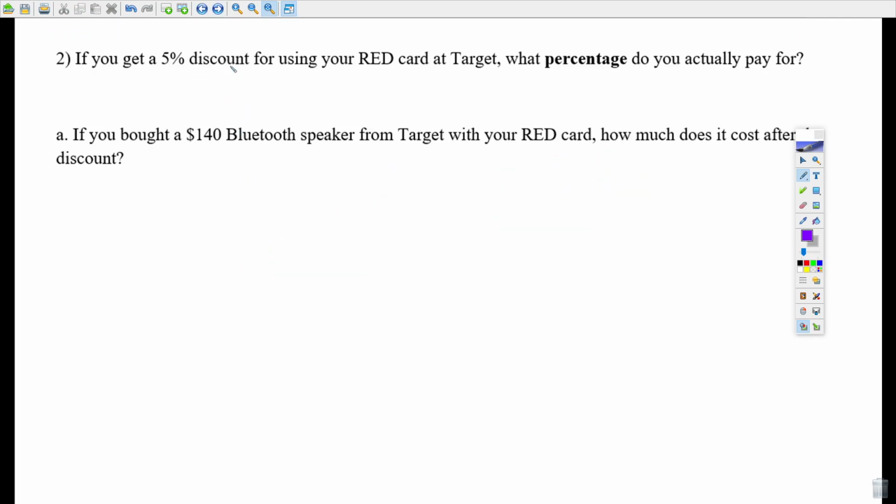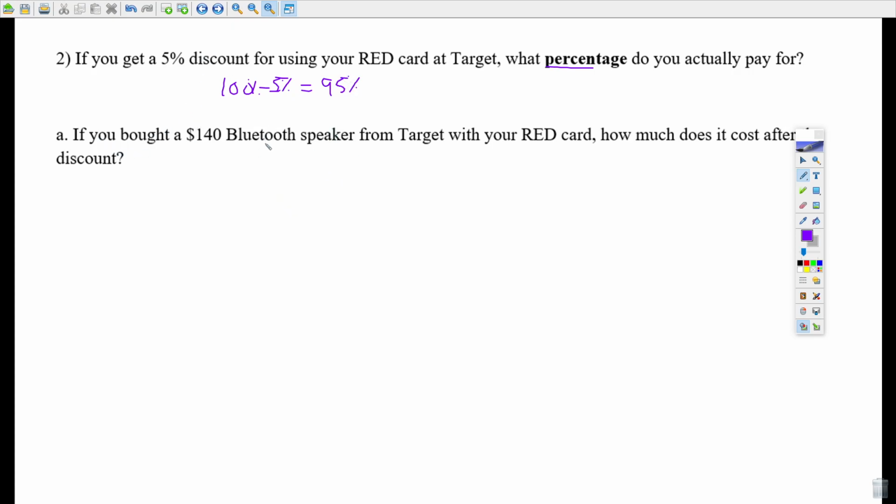Okay, so let's go to number 2. If you get a 5% discount for using your red card at Target, what percent do you actually pay for? So if we get 5% off out of the 100% you're paying for the item, right? These are percentages. You're actually paying for 95% of it.